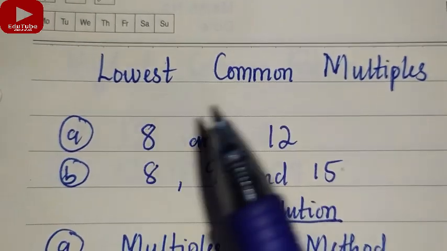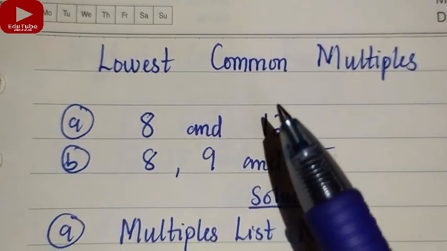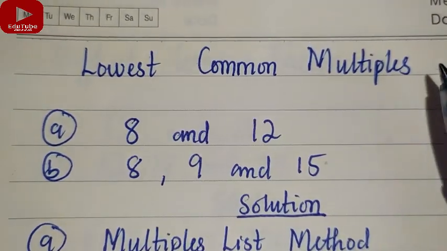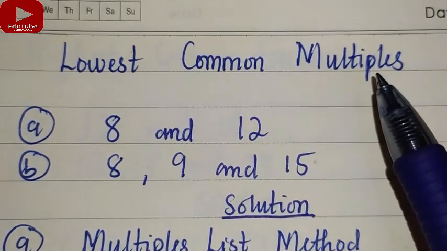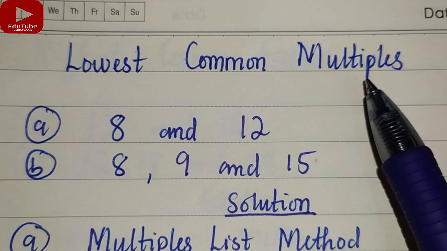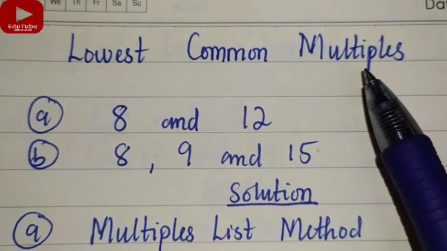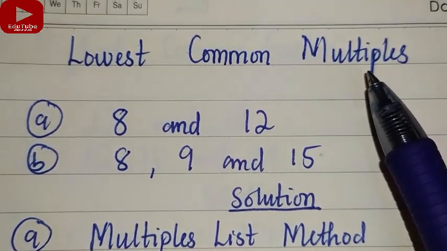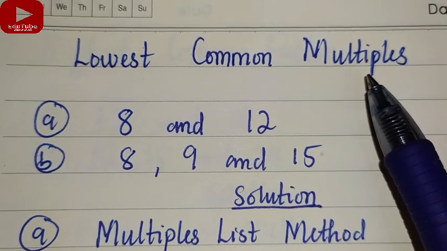So to find least common multiples of a set of numbers, first of all, it is important that we understand what multiples are. Multiples could be defined as numbers that can be divided by other numbers without a remainder.